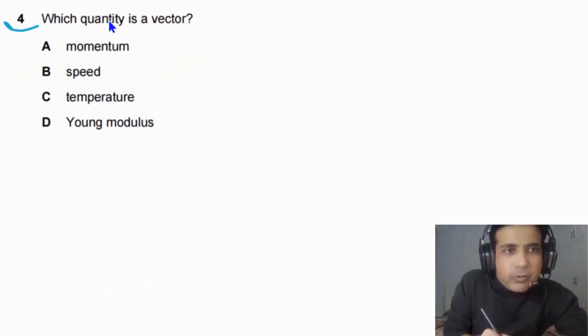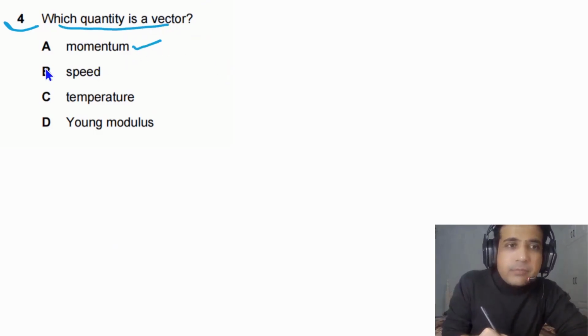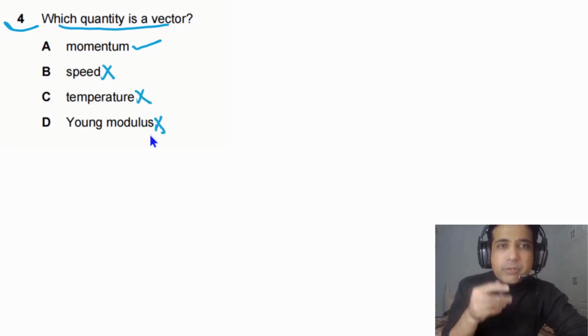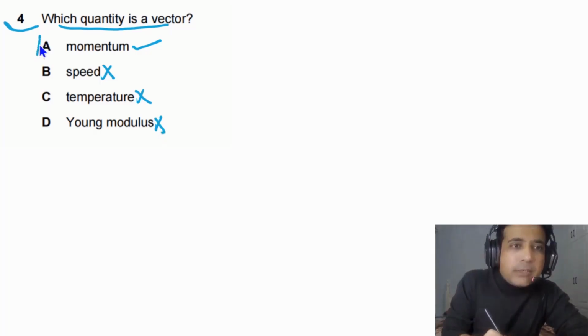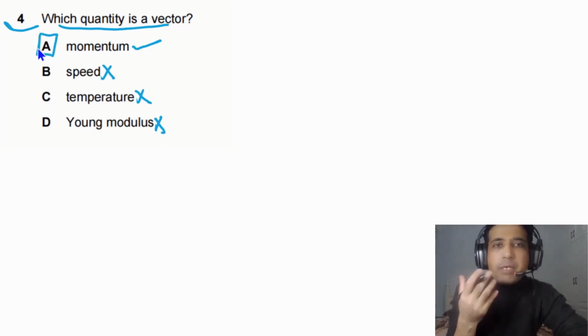For question number 4, simply we need to find out which quantity is a vector quantity. Momentum is a vector, so this can be the answer, but speed is not a vector, temperature is not a vector, Young's modulus is not a vector because it's the ratio between stress and strain. So this is a very straightforward question.